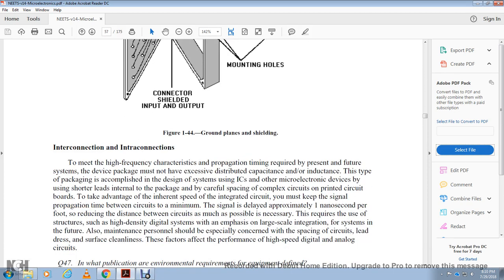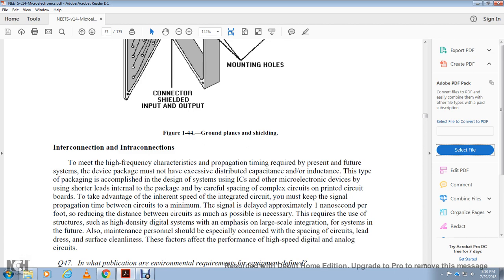All right, interconnection. To meet the high-frequency character and the propagation time required for the present and future device packages, they must have acceptable distributed capacitance and inductance of the type of packaging, complementing the design system of the integrated circuit of the microelectronic devices. Be sure to leave the internal package of the bank, and be careful to space the complex circuit and circuit board to maintain the inherent speed of the integrated circuit, keeping the signal propagation time between circuits to a minimum. The signal delay is approximately 1 nanosecond per foot, so reduce the distance between circuits as much as possible.